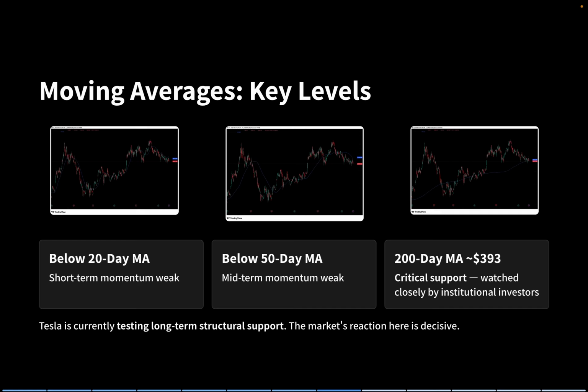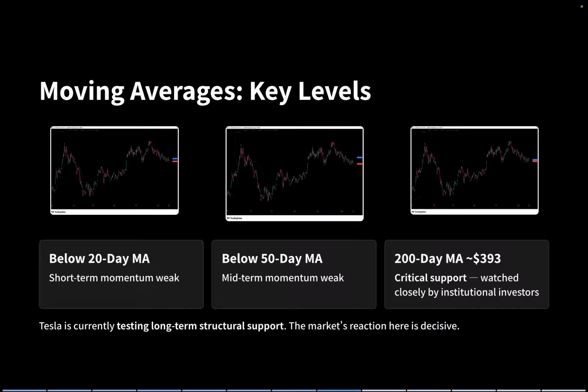This confirms that short-term momentum is currently weak. However, the level that really matters right now is the 200-day moving average. Tesla is approaching this level around $393, and the 200-day average is something many institutional investors watch very closely. For many long-term portfolio managers, this line represents an important structural support zone.